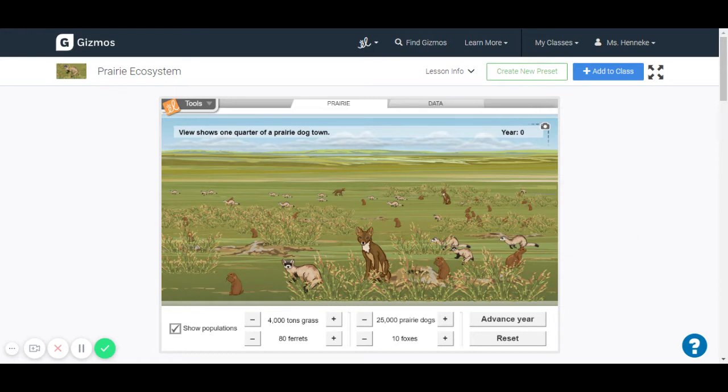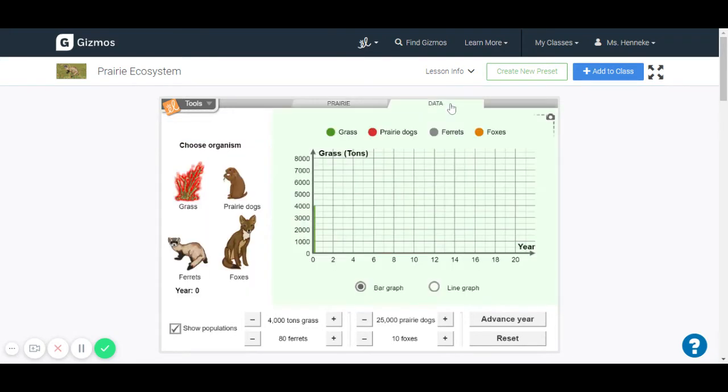Before we begin, we need to start with a warm-up and look at our populations. We have grass, which we have 4,000 tons. We're starting with 80 ferrets, 10 foxes, and we're beginning with 25,000 prairie dogs. What we're going to do is use this to see the organisms, but it only shows us a little part of the whole town. So we're also going to use this data chart so that we can see the data here.